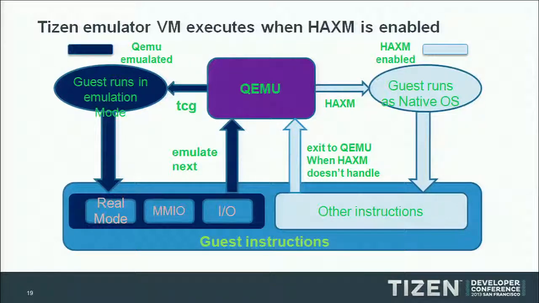In this case, most of the instructions don't need the QEMU to do the emulation, because all of the unprivileged instructions will be executed by the guest itself. And some of the privileged instructions will be handled by HAXM only. The privileged instructions that HAXM doesn't want to handle, or some exception cases, will return the CPU control to the QEMU. Only these instructions will need the QEMU's emulation.